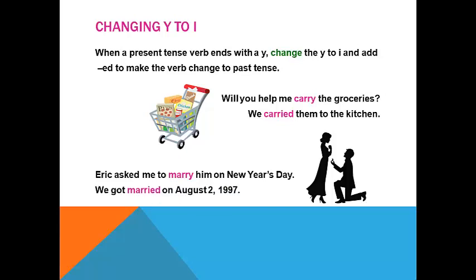For example, will you help me carry the groceries? We carried them to the kitchen. Eric asked me to marry him on New Year's Day. We got married on August 2, 1997. So, when the present tense verb ends with Y, we have to change Y to I, and we have to add ed in the end, like carried and married.